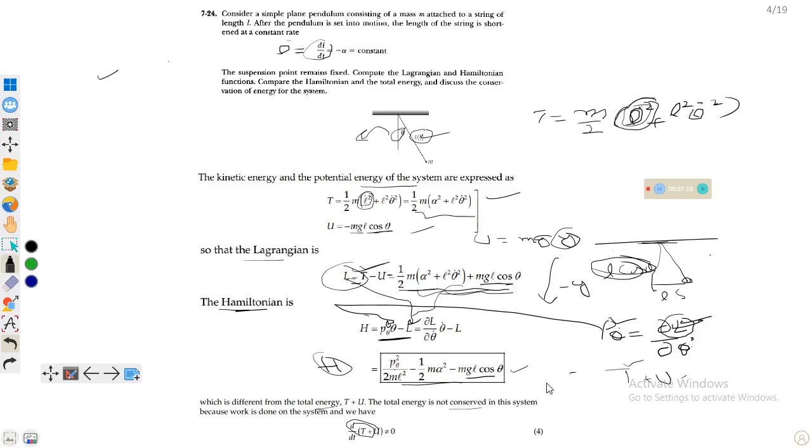So these were the requirements of this question. I will stop at this point and meet in the next session.